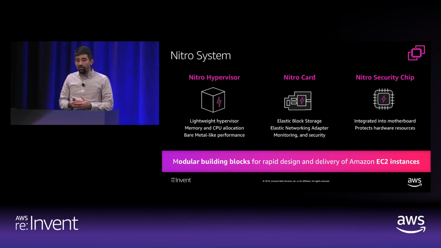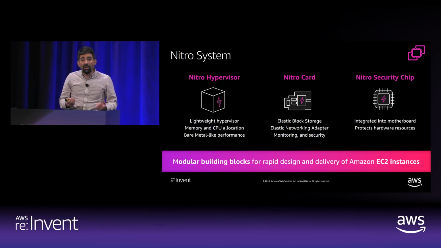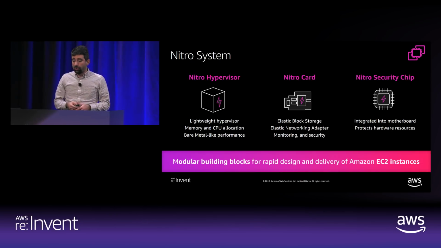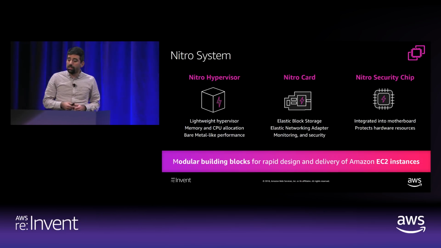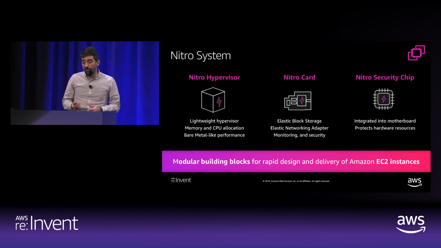Just like in our C5, M5, and R5 instances, the A1 instances get EBS and ENA devices that are the same as what's offered in our existing instance types. And those cards, in addition with the Nitro security chip, provide system monitoring and security.